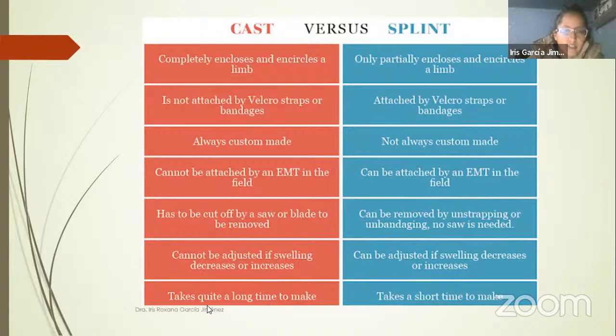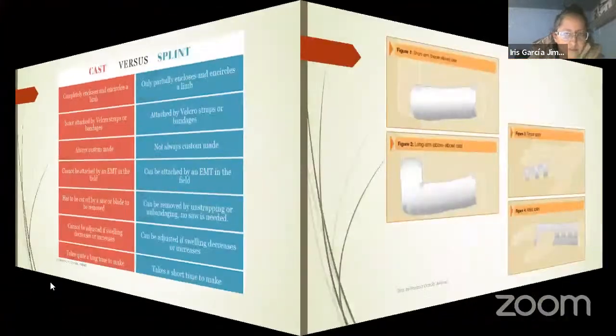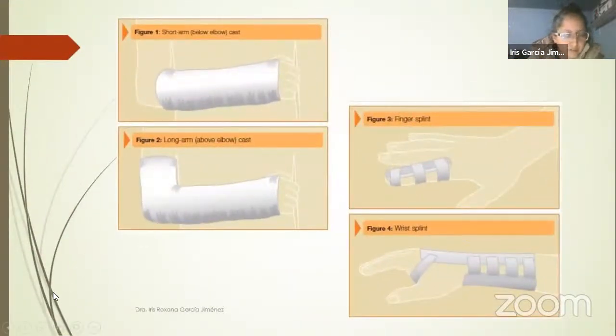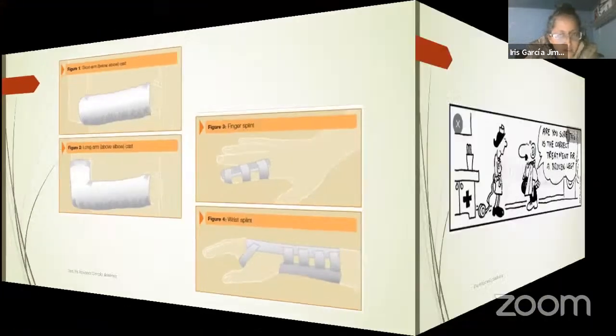The cast takes quite a long time to make. The splint takes a short time to make, easy to make. I think all of us made a cast, made a splint during medical school, or maybe while working, depending on the place we are doing our job, right? Knowing the differences, it's easy to get new vocabulary and talk about it.